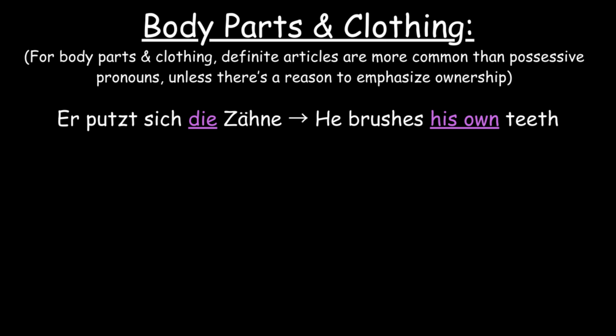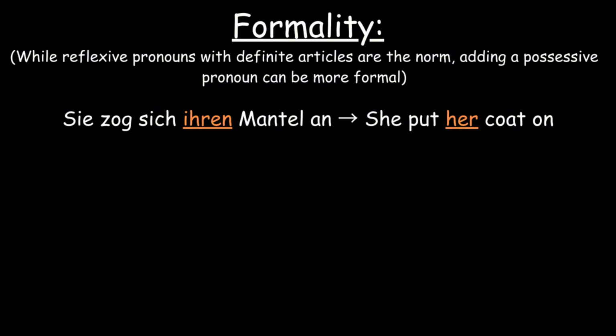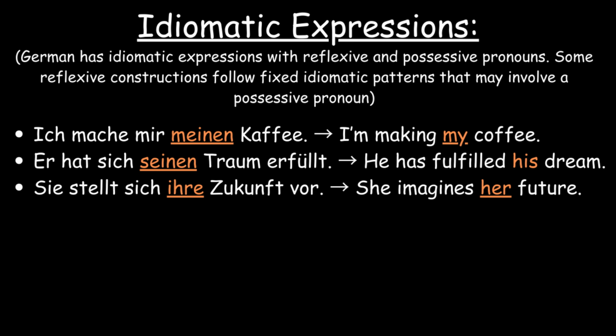Putzt sich die Zähne. On the other hand, while reflexive pronouns with definite articles are the norm, adding a possessive pronoun can be more formal, like Sie zog sich ihren Mantel an. She put her coat on. At last, German also has idiomatic expressions with reflexive and possessive pronouns. Some reflexive constructions follow fixed idiomatic patterns that may involve a possessive pronoun, like Ich mache mir meinen Kaffee. Hat sich seinen Traum erfüllt. Sie stellt sich ihre Zukunft vor.